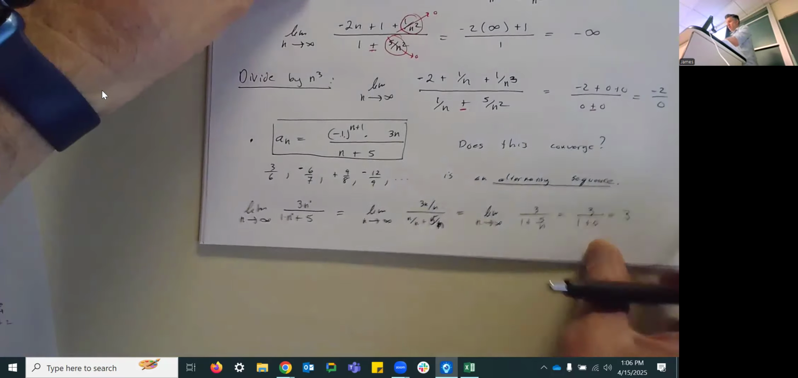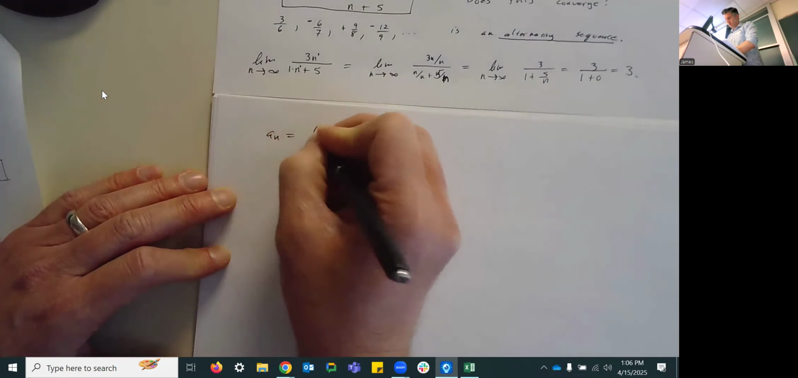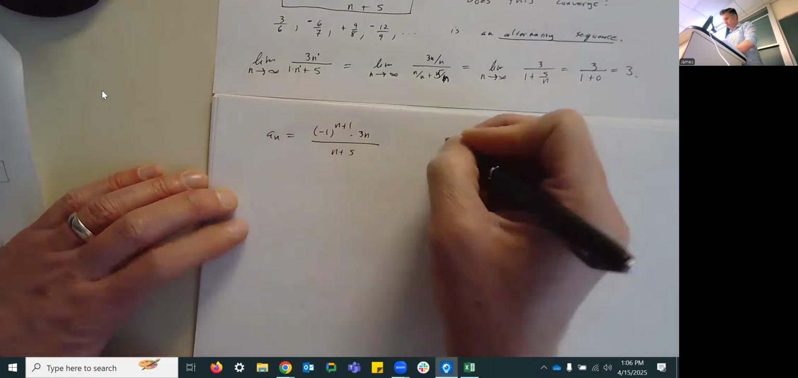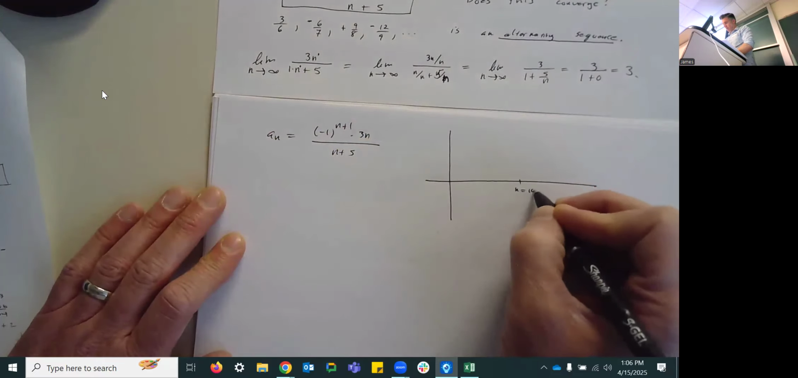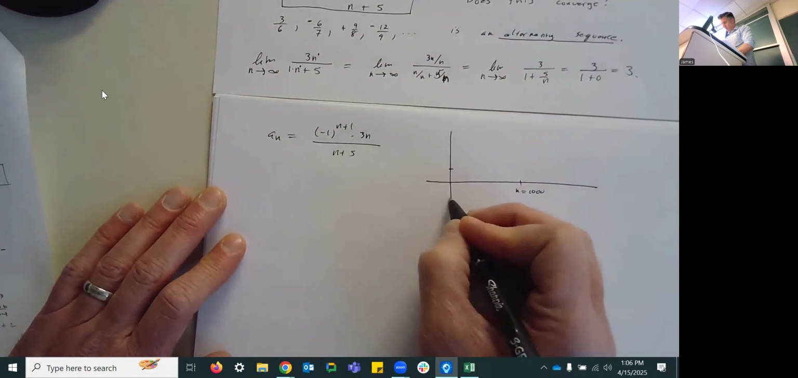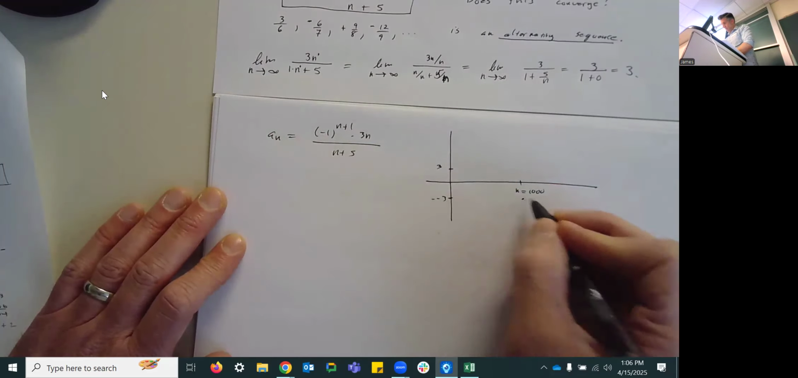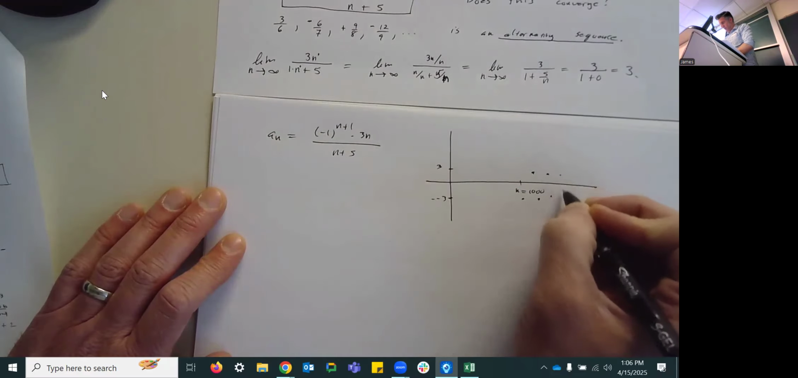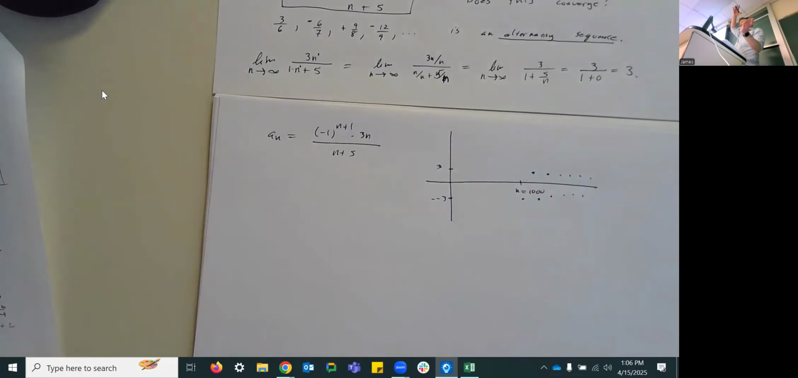So graphically, the idea here is that this sequence, -1 to the n plus 1 times 3n over n plus 5, if you tried to plot the terms, if you went way out to say n equal to 1,000, we'd be getting really close to -3, and if n is 1,001, close to +3, and then -3, and then +3, back and forth and back and forth. And they never get closer to each other than being about 6 apart, because 3 minus -3 is 6.